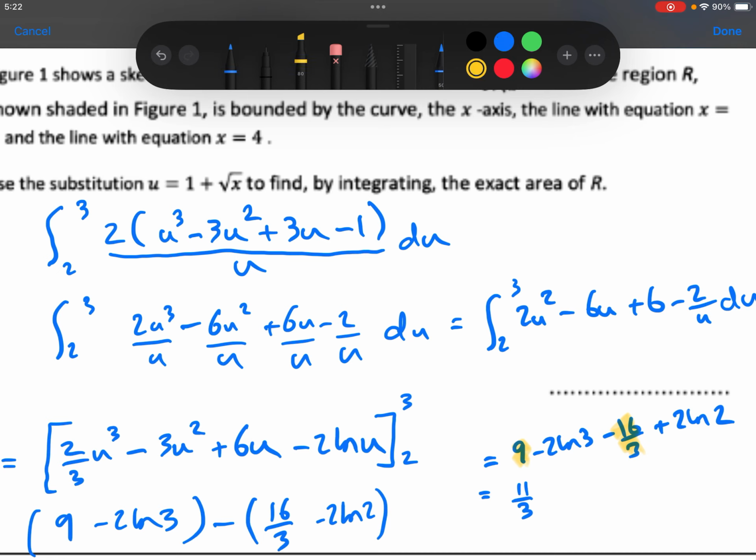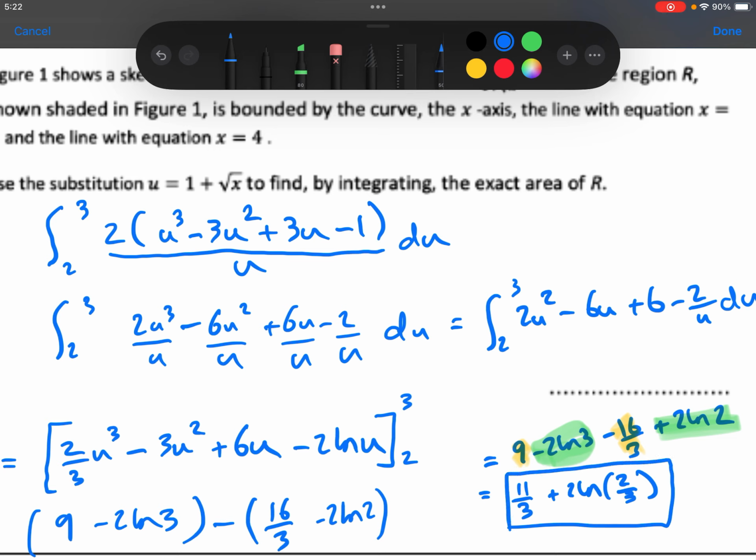And just to help me simplify these logarithms, I might rewrite them so the positive one is at the front. So a positive 2 ln 2 minus 2 ln 3. And so now it's clear that with the minus here, I can use the division law, so I'll get 2 ln of 2 over 3. And there we go. That is the exact area of R.